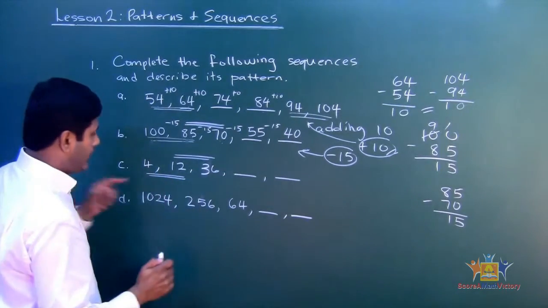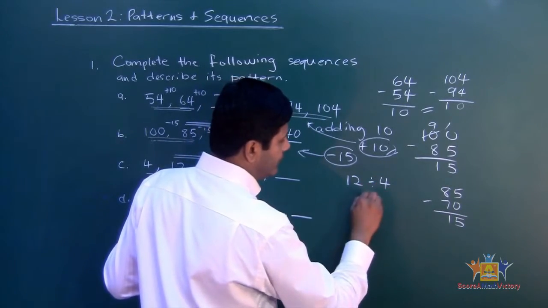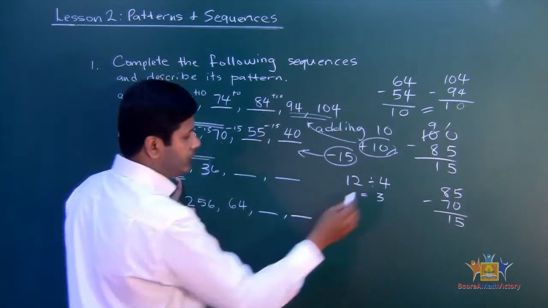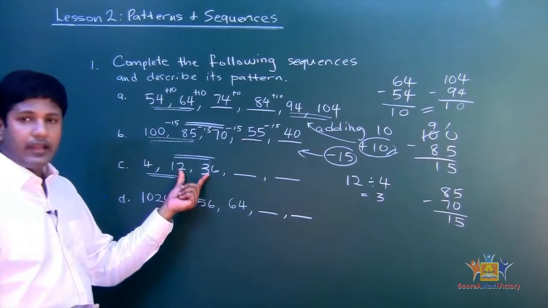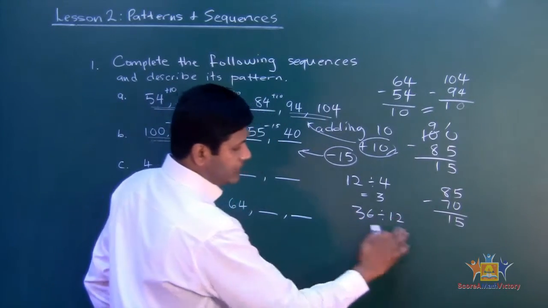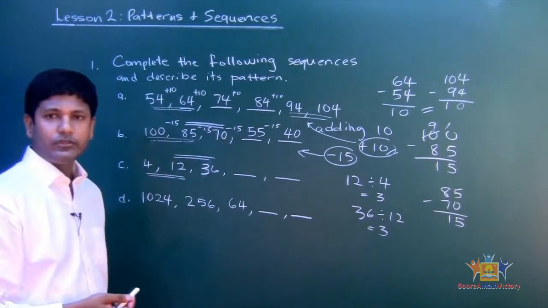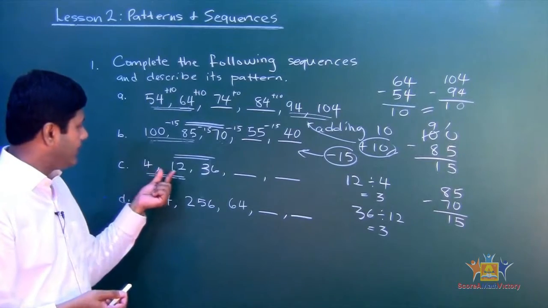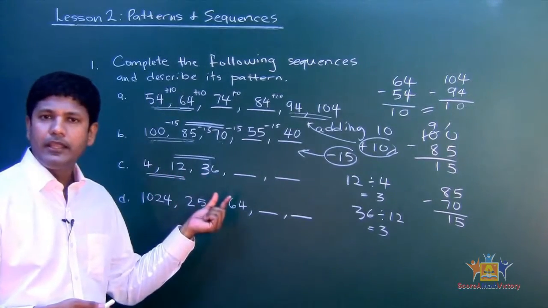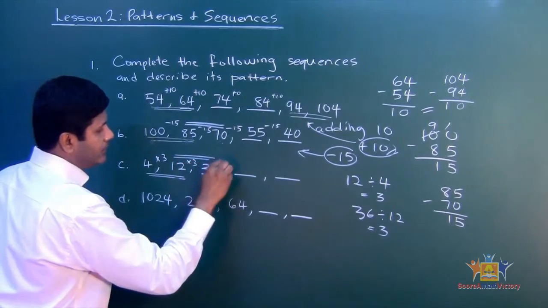Alright, let's look at that. Okay, let's take 12. So we can take 12 divided by 4, and that's in our timetable range. It's what? 3. Now we're going to take this two set. 36 divided by 12. It's also a timetable range. 3 times 12 is 36. What does that tell you? Yes, we are multiplying this by 3. See that? So now I can say multiply by 3, multiply by 3, multiply by 3.